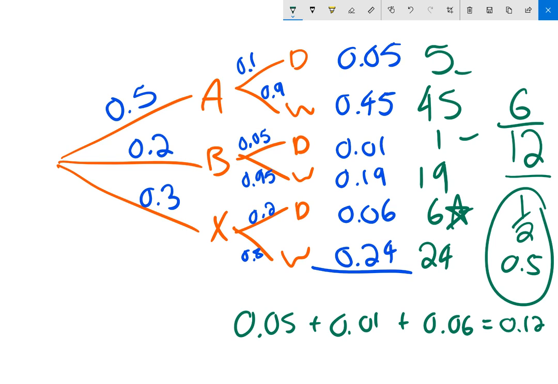If it helps to convert the probabilities into actual numbers, I think that works, but the math is still technically the same. If you use the decimal versions, you would just have 0.06 over 0.12, which is still the same as 6 over 12. It's still 1/2.